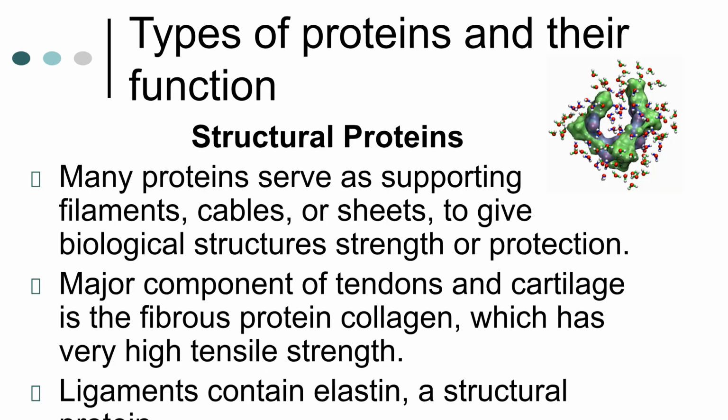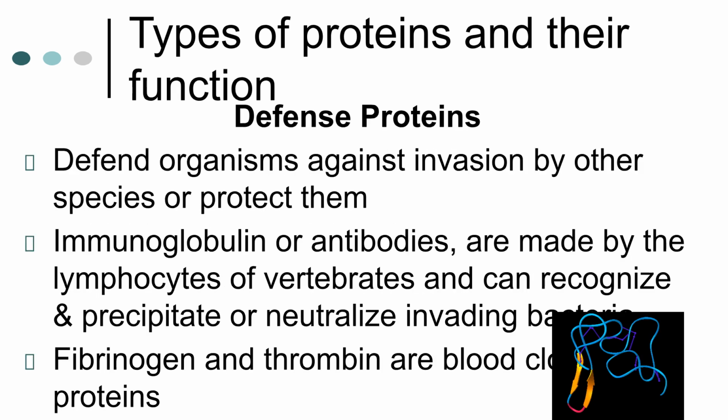Structural proteins provide strength and protection to biological structures, acting as supporting filaments, cables, or sheets. Collagen is a major component of tendons and cartilage, while elastin is found in ligaments. Defense proteins protect organisms from invaders. Immunoglobulins, or antibodies, recognize and neutralize bacteria. Fibrinogen and thrombin are defense proteins involved in blood clotting.